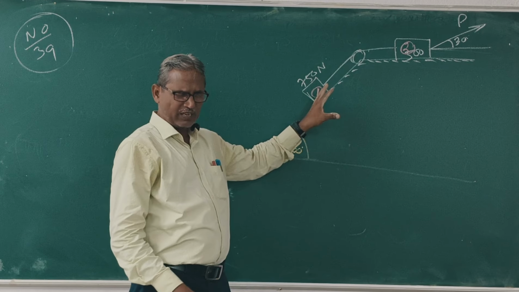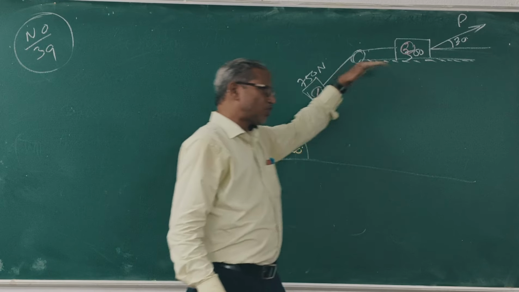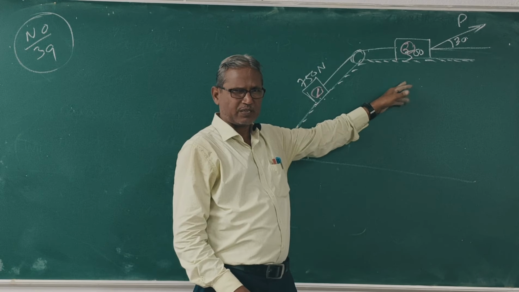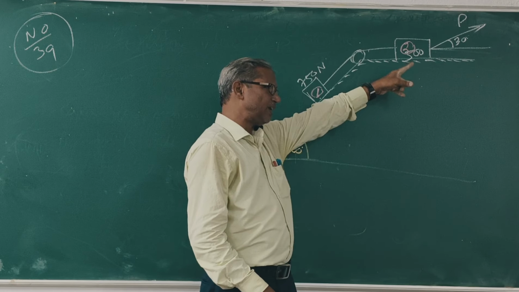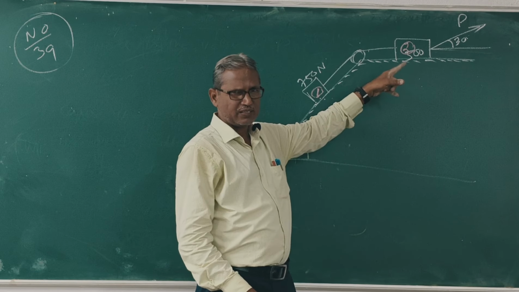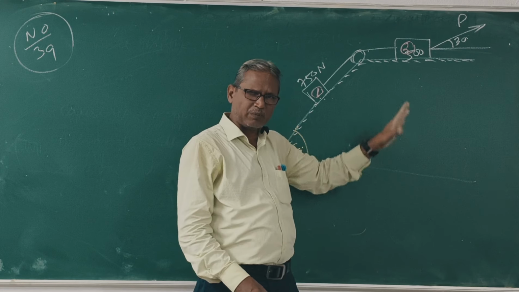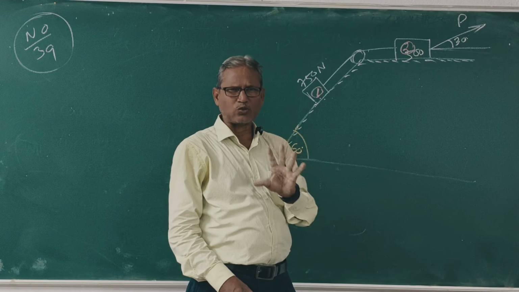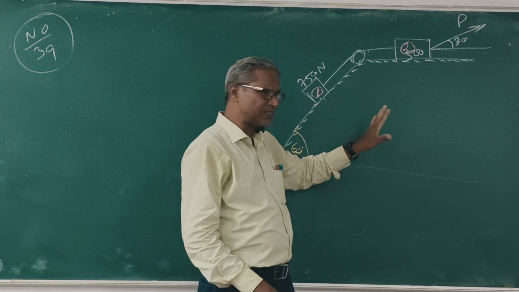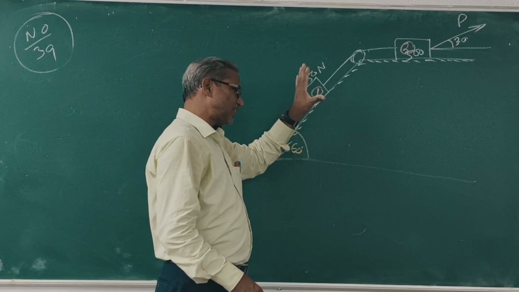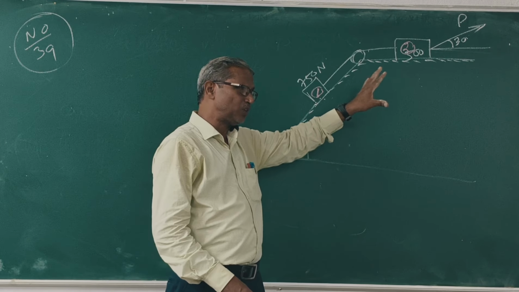At the 60 degree plane, a block of 750 Newton is placed. At the horizontal plane, a block of 500 Newton is placed. Both blocks are connected by string. Clear? A force P is applied to the upper block, making 30 degree with the horizontal. What is the value of P to keep the system in equilibrium condition? Motion about to impend. What is the meaning? The meaning is the system is in this condition, that means this block is at this position. Clear? What is value of P?